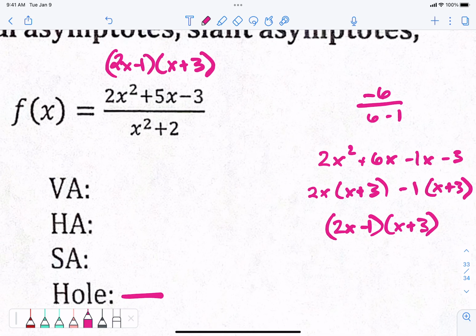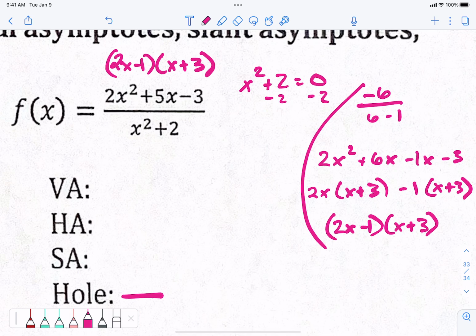All right, the VAs. How do you find a VA? You set the bottom equal to 0. So x squared plus 2 equals 0, right? And I subtract the 2 over, and x squared equals negative 2. And I take the square root, and the square root of negative 2 means that I have plus and minus the square root of 2i, which means no VAs and the domain is all reals.